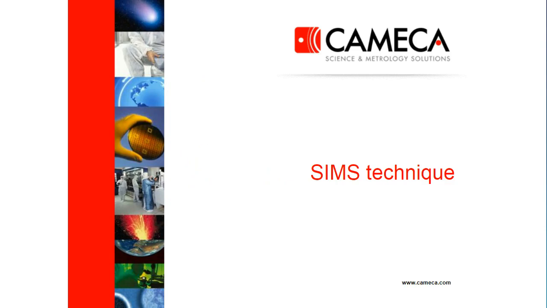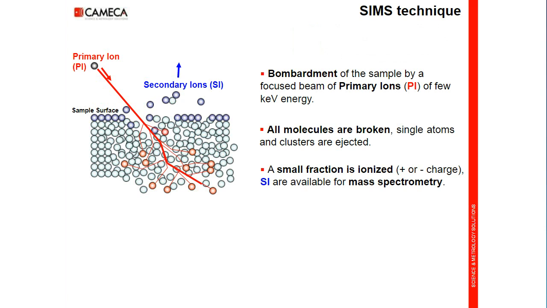A brief introduction about the SIMS technique. When a solid sample is sputtered by primary ions of a few keV energy, a fraction of the particles emitted from the target is ionized. Secondary ion mass spectrometry, SIMS, consists of analyzing the secondary ions with a mass spectrometer. SIMS is a destructive technique by its nature, and it is based on sputtering of material. SIMS provides a local analysis of any type of solid flat material that can be kept under vacuum.